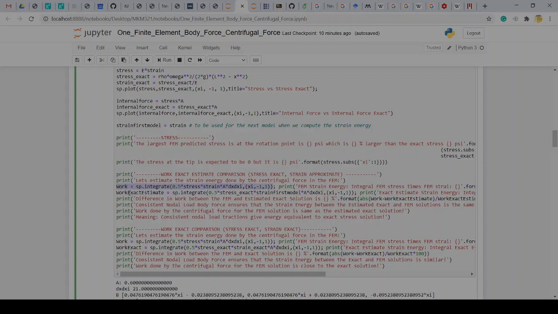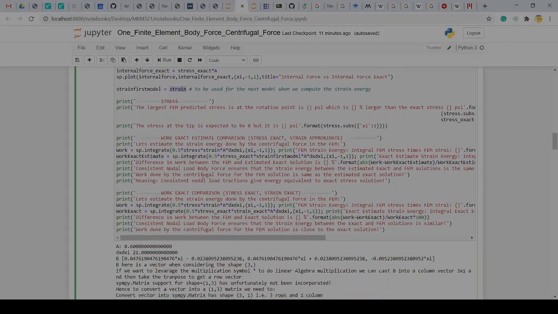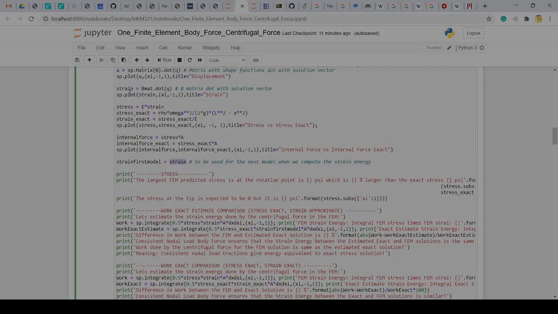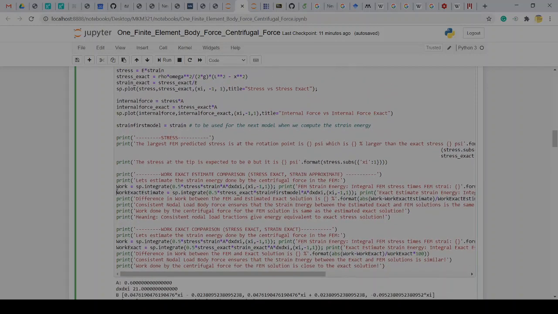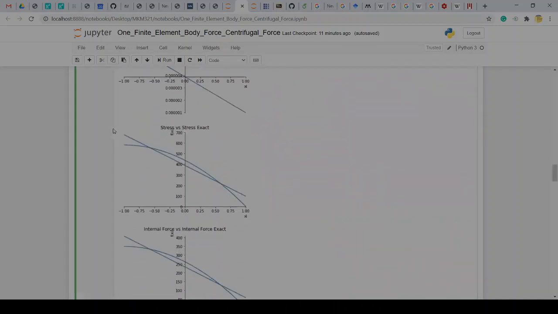Sorry, it's this one here, this work exact estimate. So the stress is exact, but the strain is just the strain we've computed from the finite element. It's this line here. That's my first exact estimate: stress exact, strain finite element. So the strain has a small error, because when you look at the strains here, they're not exactly the same.